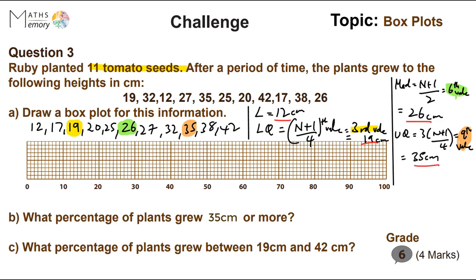And your high is quite easy to do. Your high will just be the simplest one over here. High would be 42 because that's your highest value on your tomato seed. So you've number crunched this quite well now. Your statistics, let's just plug them into our box plot.